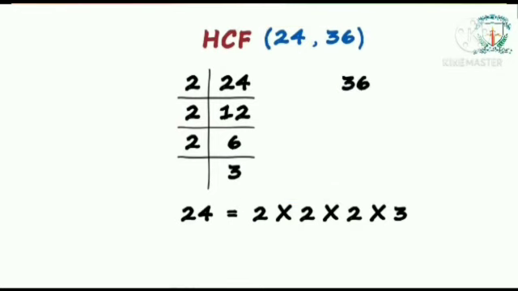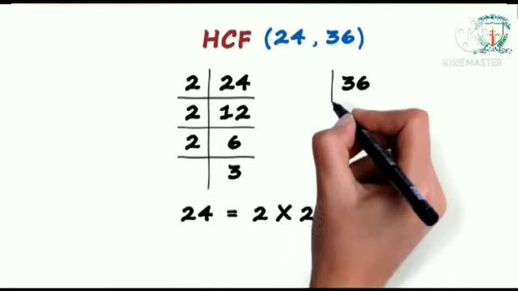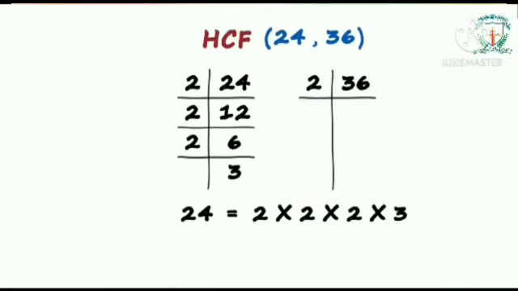We do the same for 36. Now, think of reducing 36 to its prime factors and give a pause. 36 is divisible by 2 and 2 times 18 is 36. 18 is also divisible by 2. 2 times 9 is 18.